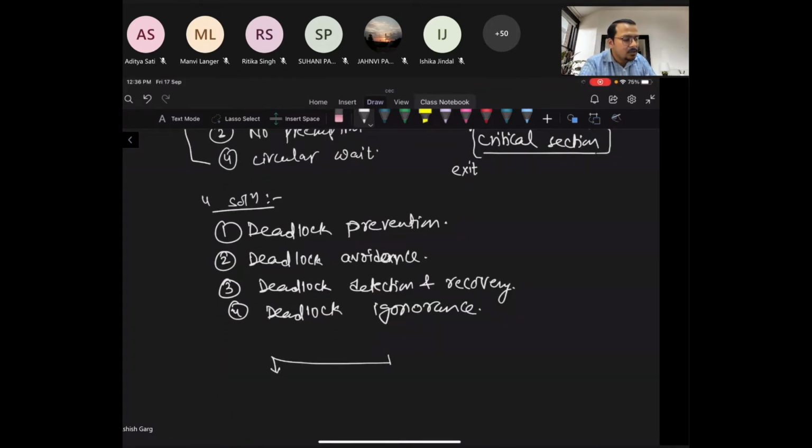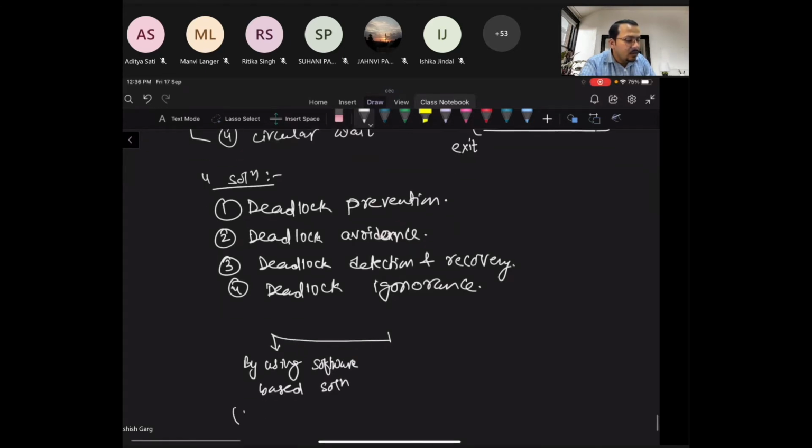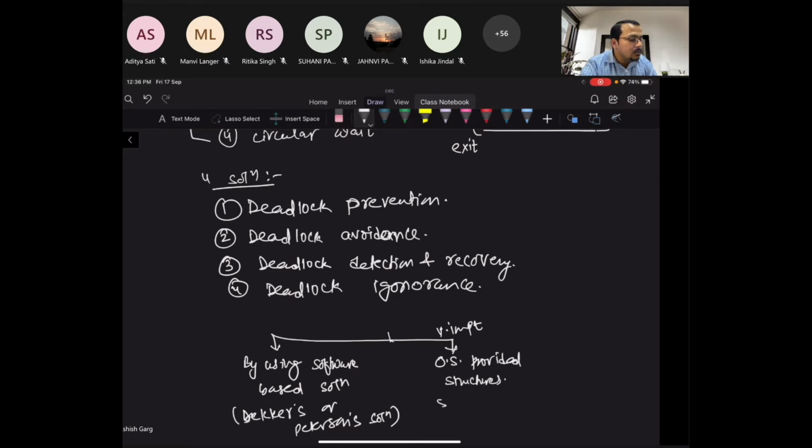So the first solution is a software-based solution, and here we have Dekker's or Peterson's solution. The second one, and a very important one, is OS-provided structures, that is semaphore and monitor.